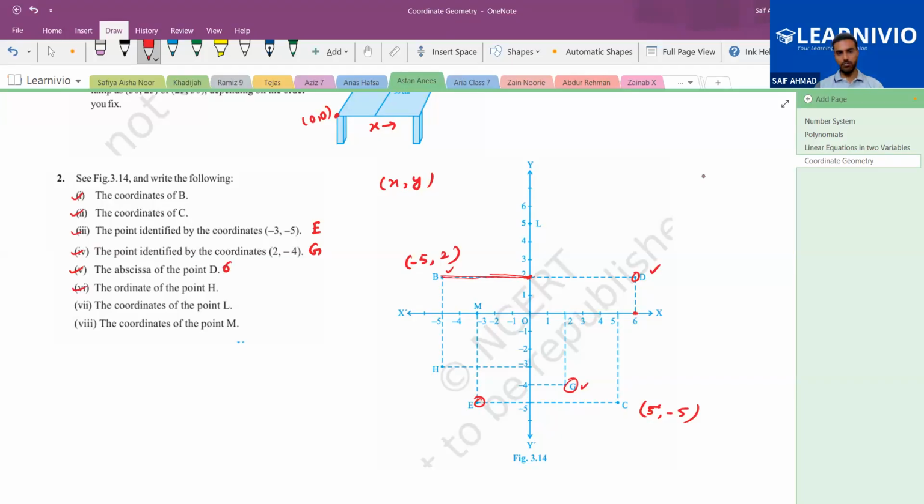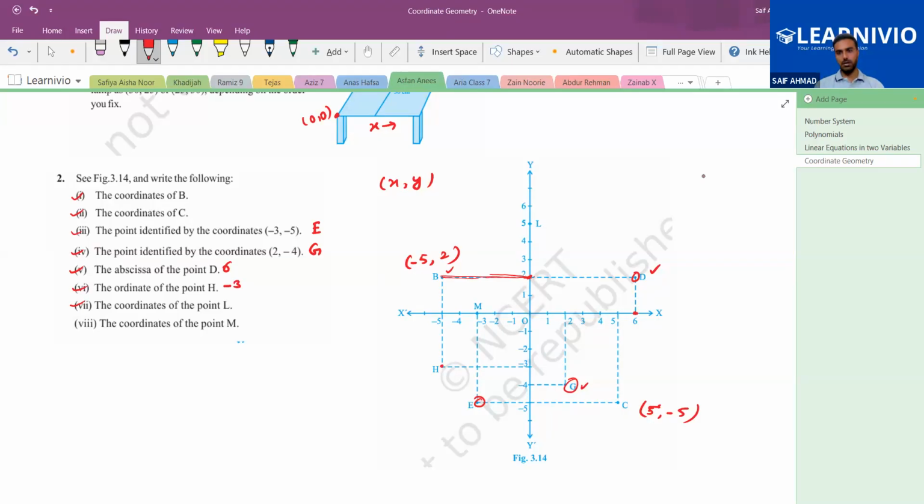Tell me, Aswan, the ordinate of point H. -3. Yes, very good. The reading on the Y-axis is -3. The ordinate of the point H is -3. Tell me, Ramesh, the coordinates of point L. 0, 5.